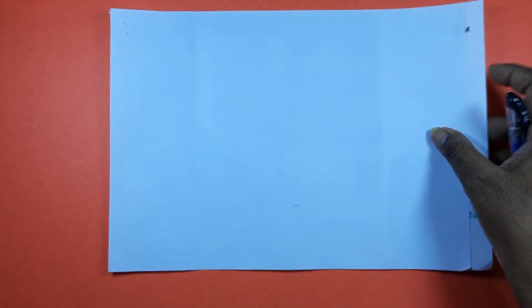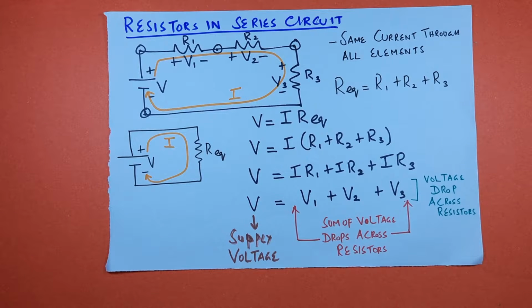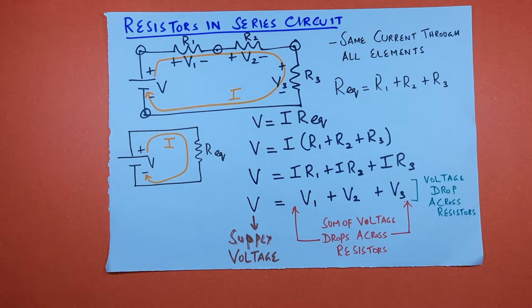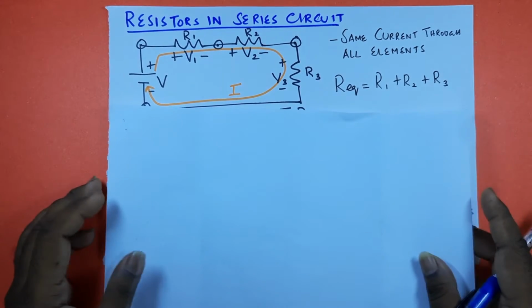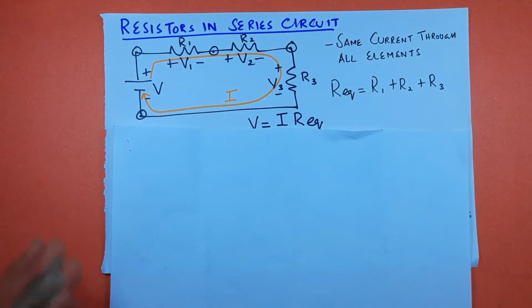Next we shall see resistors in series circuit. When you connect resistors in a series circuit, that means you include the voltage source. How will it be? So we have resistors in series circuit. You can see, I have a voltage source V and three resistors R1, R2 and R3. These three resistors are connected in series.